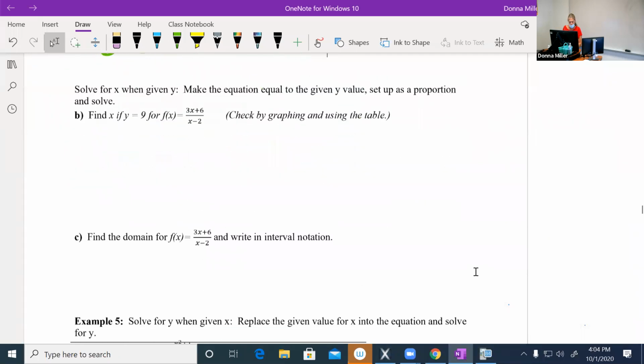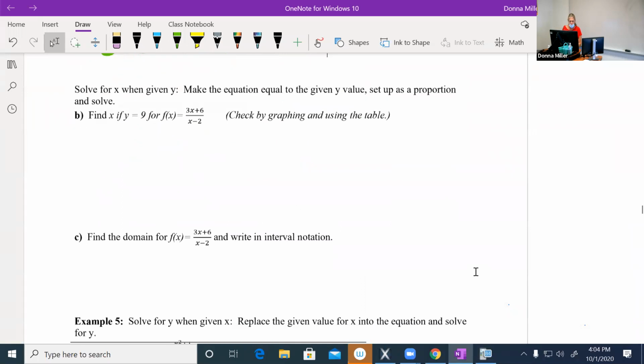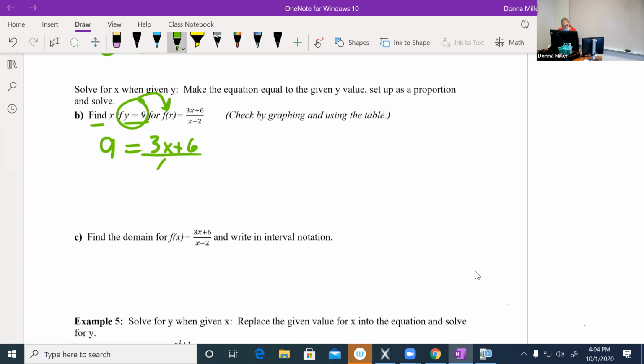Okay, lots of ways to do it. All right. Okay, now this is different, all right? Part B is just find x if y equals 9. So we're not setting x to 9, we're setting y to 9. The y is the f of x thing, right? So this tells me that 9 equals 3x plus 6 over x minus 2.